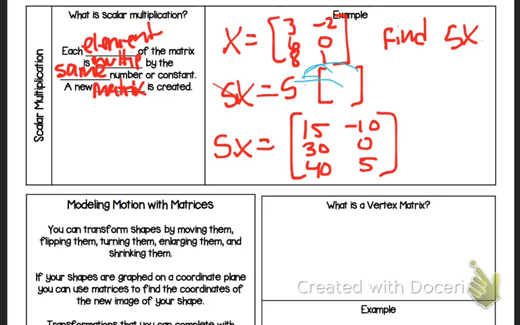Okay, and that is called scalar multiplication, where you're just multiplying by a number. You're not actually multiplying 2 matrices like A times B together. You're just multiplying a number, 5 times x, or anything like that. Okay, so that is all for now. Next time we'll finish these notes, hopefully, and talk about transformations with matrices.